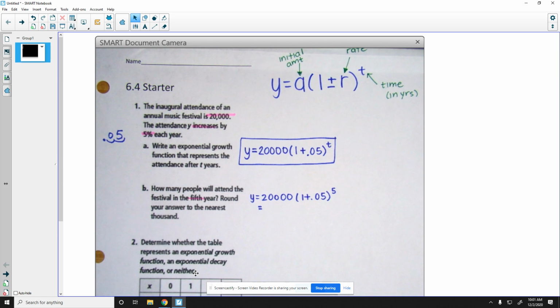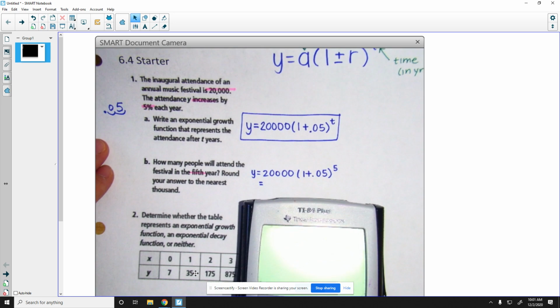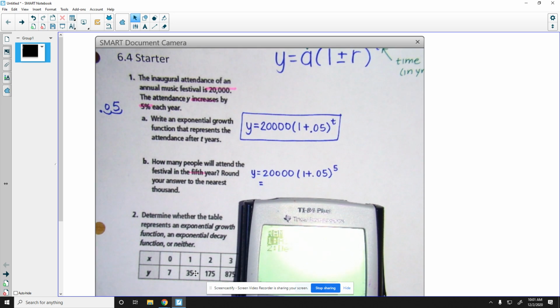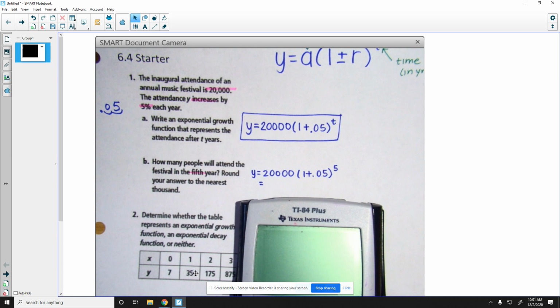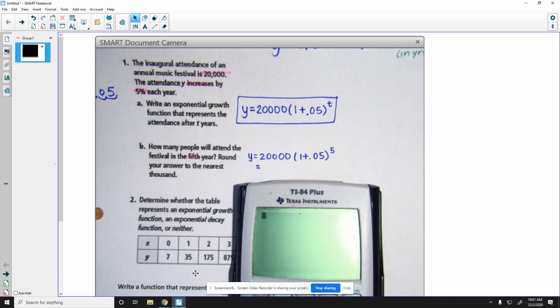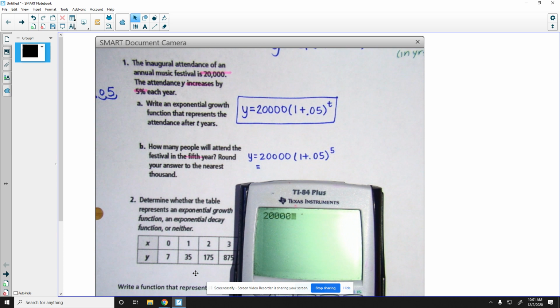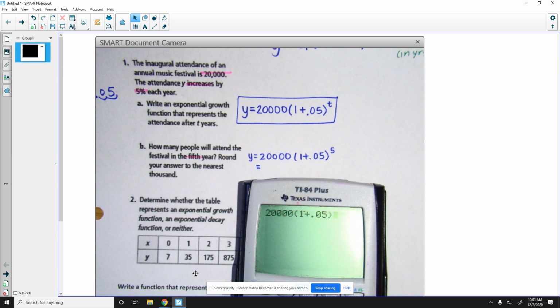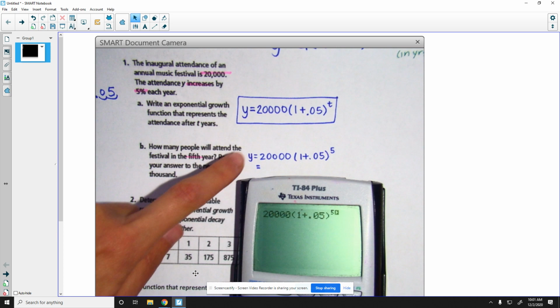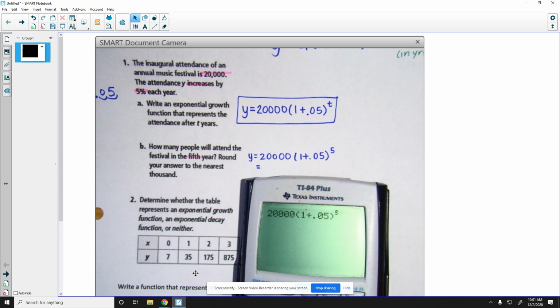The biggest thing you need to realize with your calculator is you have to type it exactly as you see it, okay? If it says parentheses, do parentheses. If it says exponents, do exponents, okay? So I would be typing in 20,000 parentheses 1 plus 0.05. Like if you really want to write 1.05 in the parentheses, sure. But I mean, why go through that extra effort? And then to the 5th power. So do you see how I'm literally typing it in exactly as you see it?